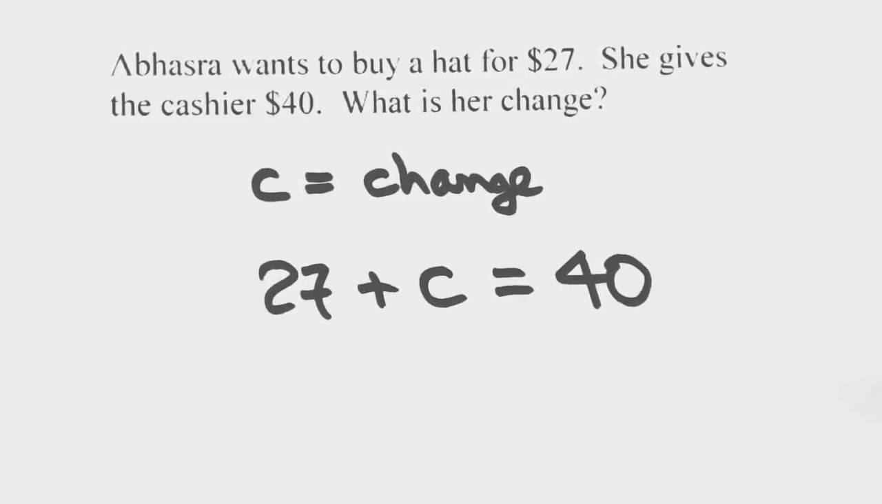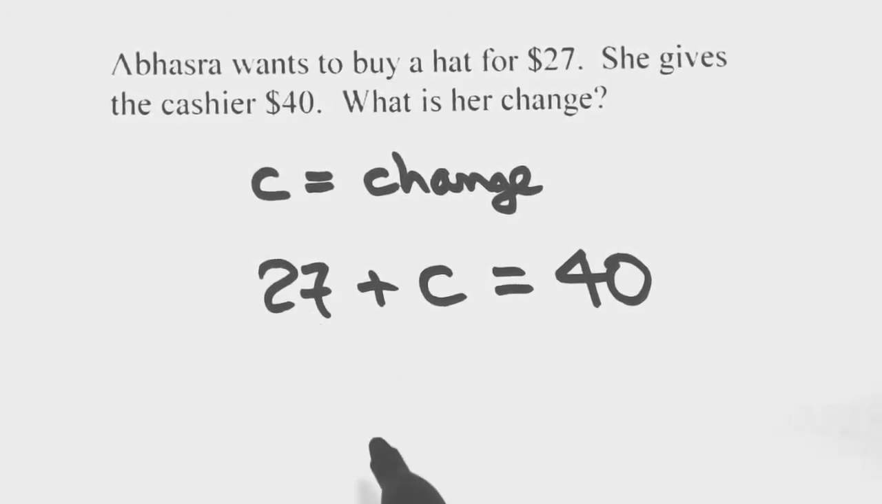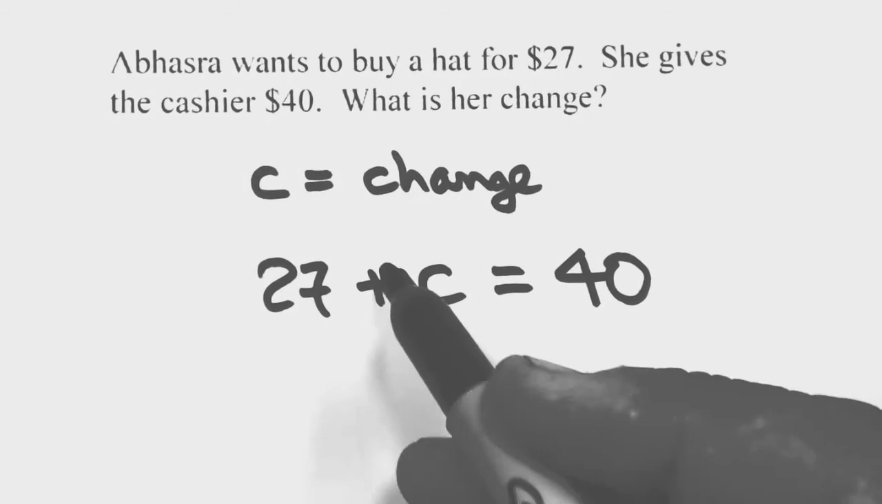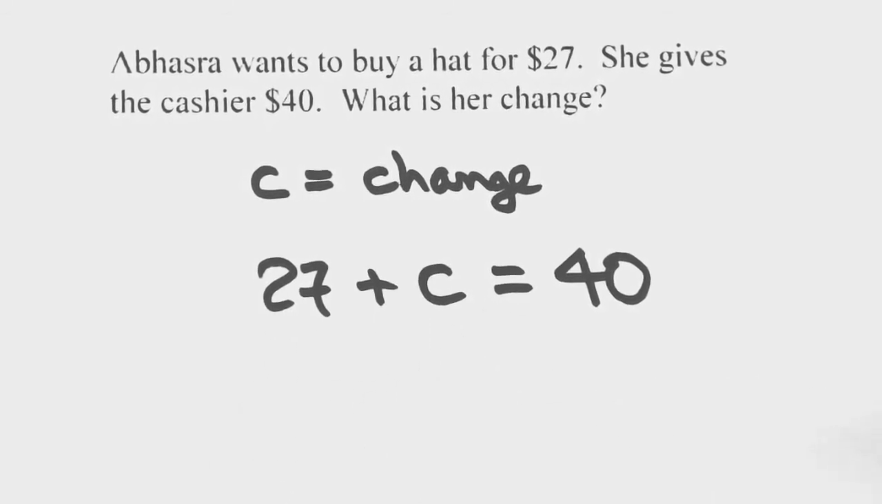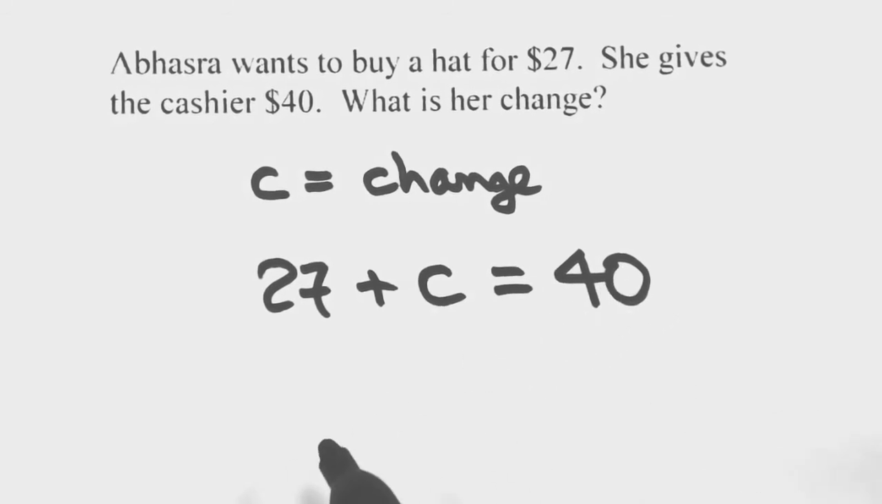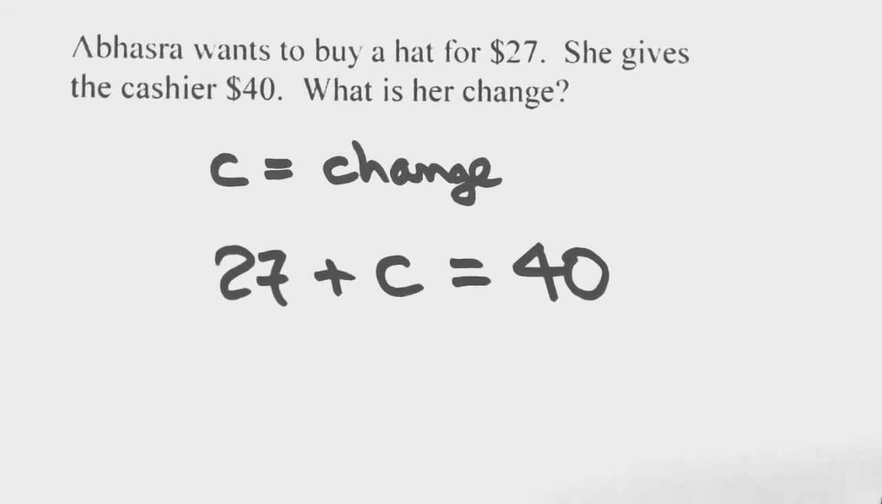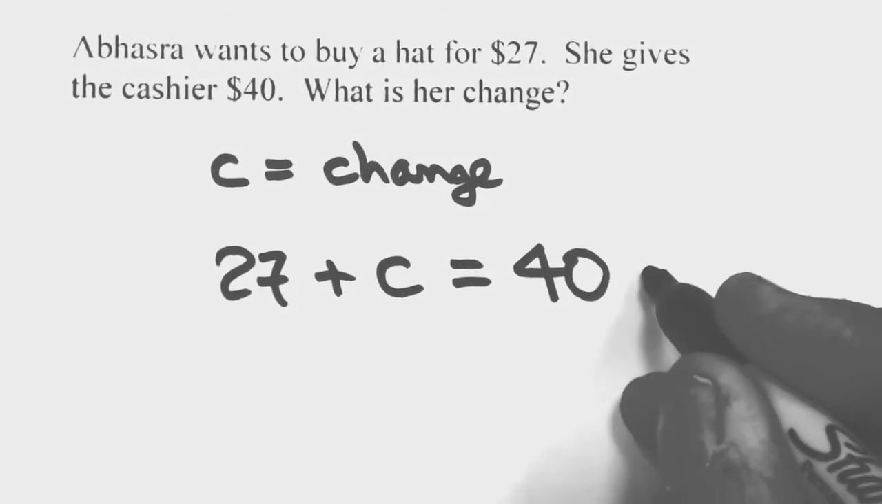Now, you could have also set this equation up as C equals $40 minus the 27, and guess what? Once we start solving this, it is exactly what's going to happen when we move this plus 27 over. So those two equations are entirely equivalent, and you could give either one of them as the equation to solve this problem because they're both exactly the same.